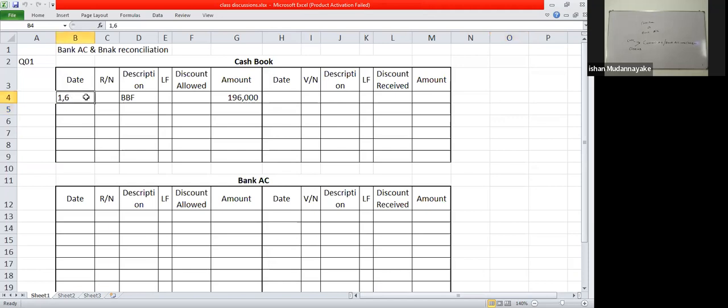Here, look at question number 1. Umesha's business had the following balances as at 1st June 2023. What are the balances available of the business organization? 1st June 2023, opening cash balance 196,000.